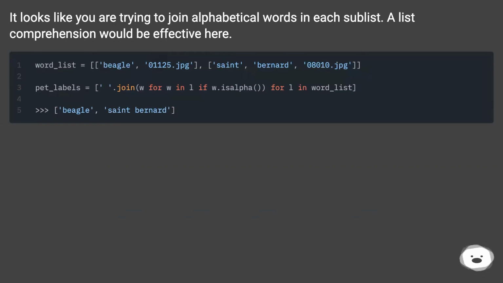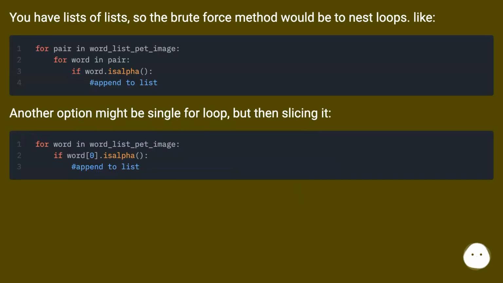It looks like you are trying to join alphabetical words in each sublist. A list comprehension would be effective here. You have lists of lists, so the brute force method would be to nest loops. Like.